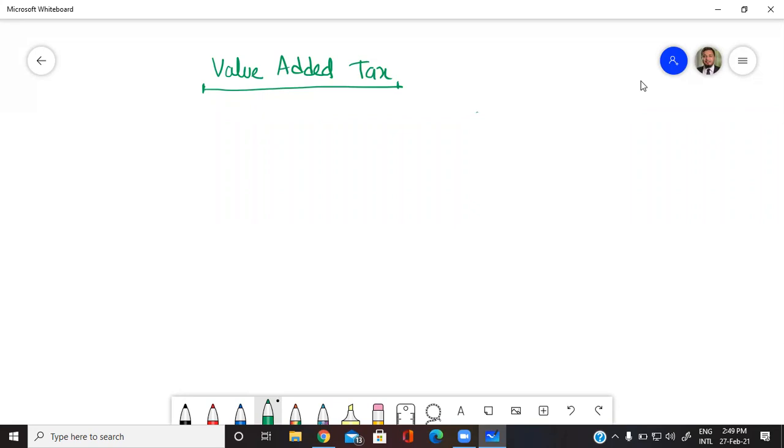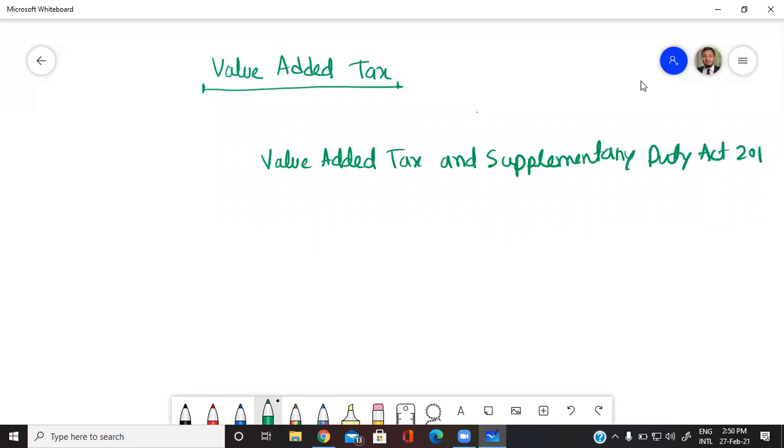Okay. So you probably have heard about the very recently enacted VAT Act, which is known as the Value Added Tax and Supplementary Duty Act 2012. Have you heard about it? You have heard much about it because of the movement named No VAT. Can you recall that movement?